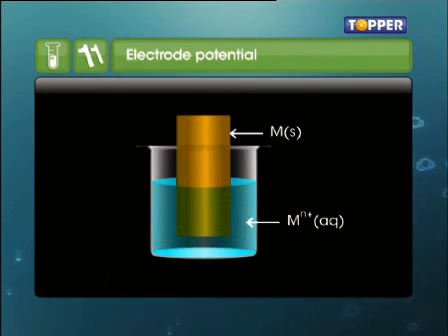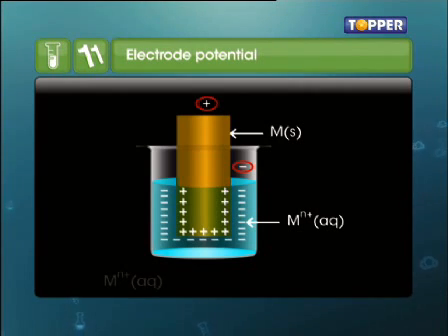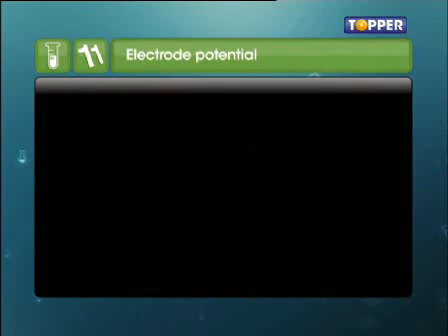The second possibility is that the metal ions in the solution may gain electrons from the strip and get reduced to metal atoms and get deposited on the strip. This leads to the development of a positive charge on the metal strip and a negative charge in the solution. Again, a state of equilibrium would be reached eventually.